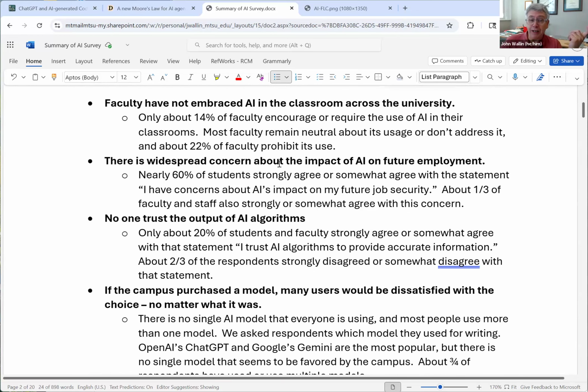Faculty, one of the big ones is faculty have not embraced AI in the classroom. Most remain neutral. Only 14% actively encourage the use of AI in their classrooms or outside their classroom. So people are just kind of pretending it's not there and hoping that it goes away, or trying to ban it. There's a fair number of policies trying to stop AI usage. There's widespread worry about faculty employment. No one trusts the output of AI algorithms because, of course, you shouldn't. It's like a grad student. You want to check what it's doing. So nobody's really fully trusting that.